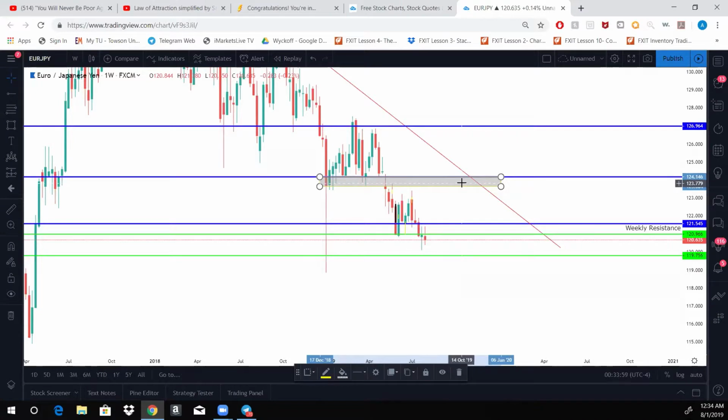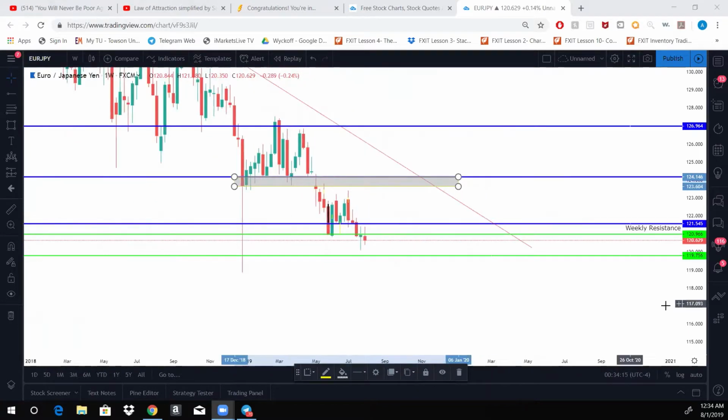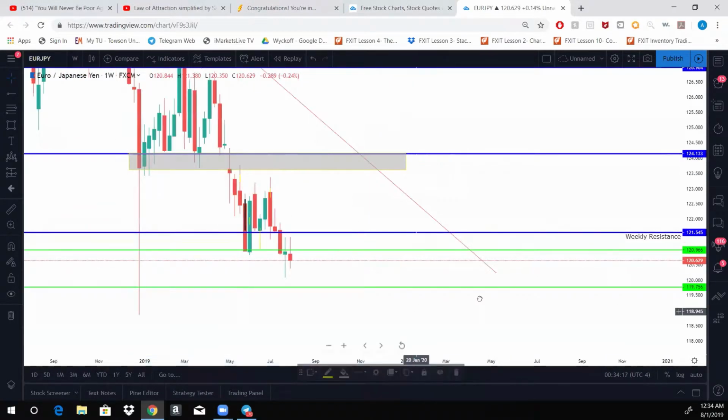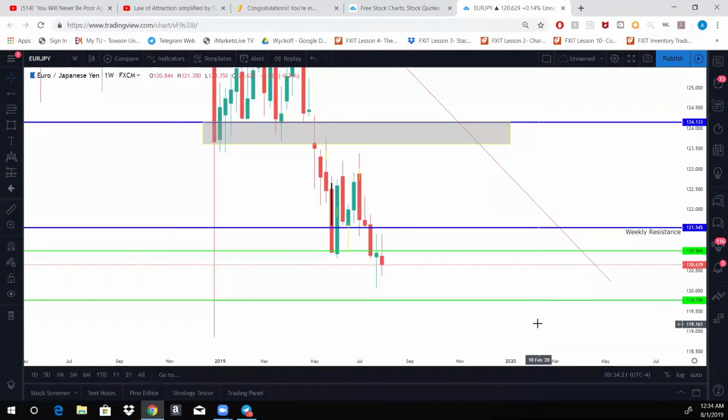Got it. So I don't know if that answers the question. Yeah, definitely. I mean, the width is the amount that it goes from top to bottom. How do you determine that for the entire zone? Is that just from the actual resistance or support to the end of the body of that candle? Yes.